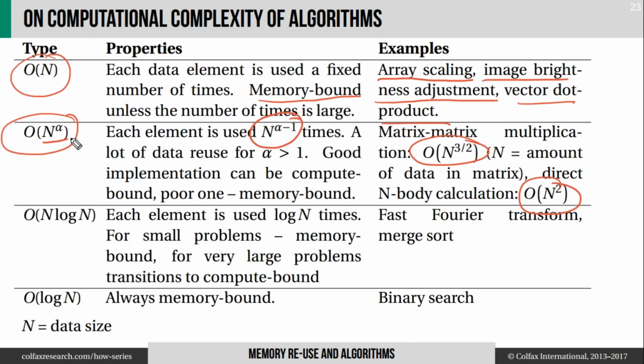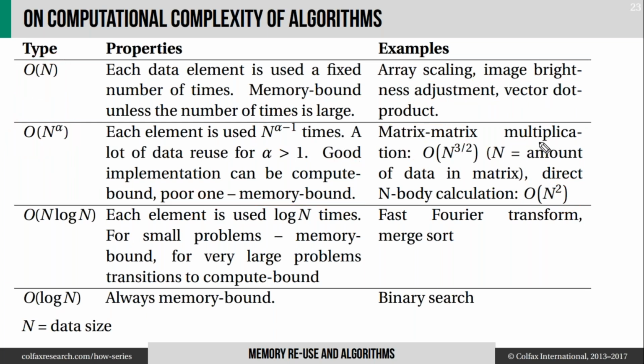So the greater the value of n, the more reuse you can have. And here, it is particularly important to have a good implementation that actually does reuse data when it's needed. A good implementation can be compute bound for such algorithms, but a poor implementation will be memory bound, like we saw for the n-body calculation. Some algorithms can never be compute bound.